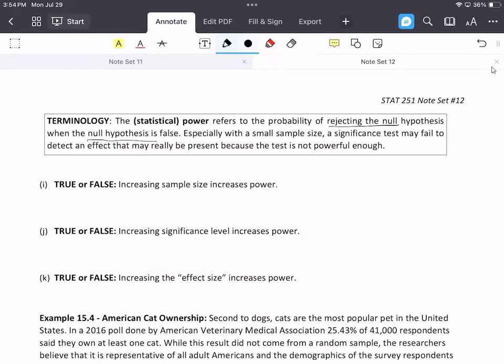So let's see if these statements are true or false. Increasing sample size increases power. Definitely, it makes it better. Increasing significance level increases power. Yeah, because we're more likely to reject that null. Sounds good. Increasing the effect size. Effect size in this case is how far from the null we are. Like with the batter, 0.4 is further away than 0.33 is from 0.25. So increasing the effect size increases power. True. So those are all true statements of how to increase statistical power.